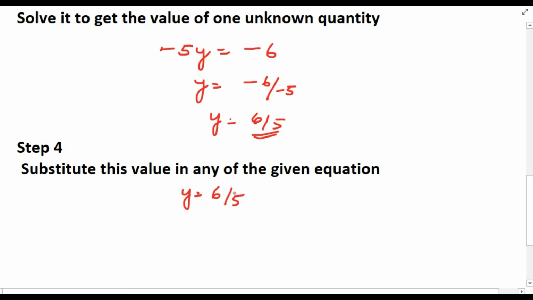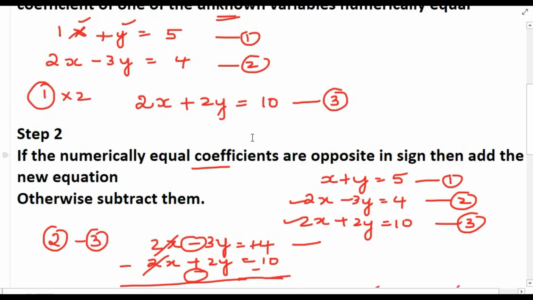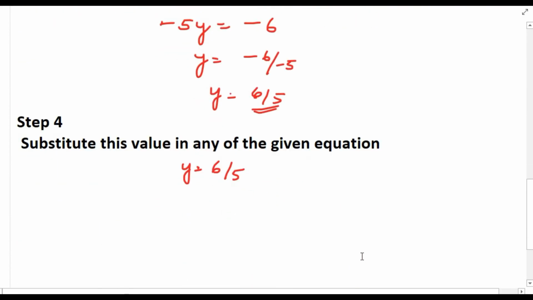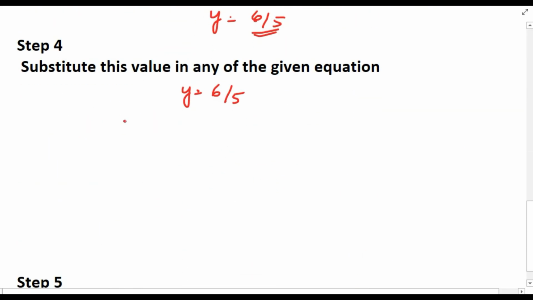I am going to substitute in any of the given equations, which are x plus y equal to 5, 2x minus 3y equal to 4, 2x plus 2y equal to 10. Any of the equations you can substitute. So I will substitute in the second equation, 2x minus 3y equal to 4.